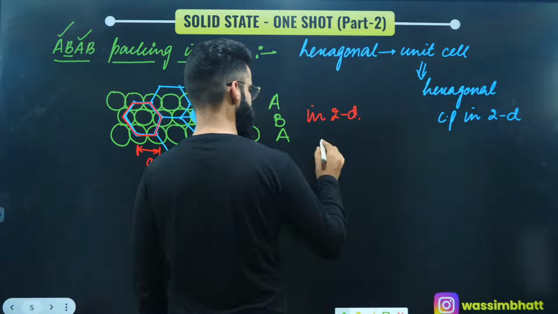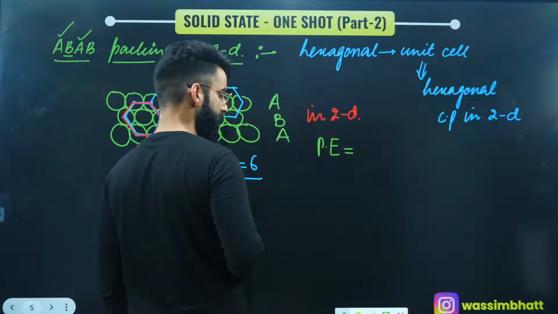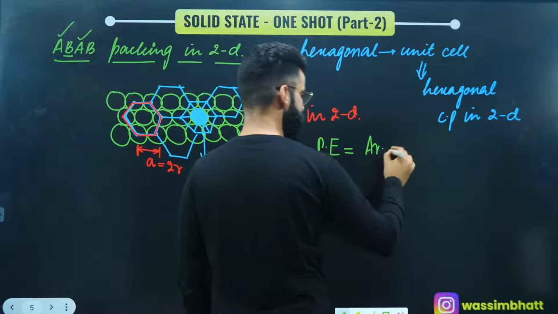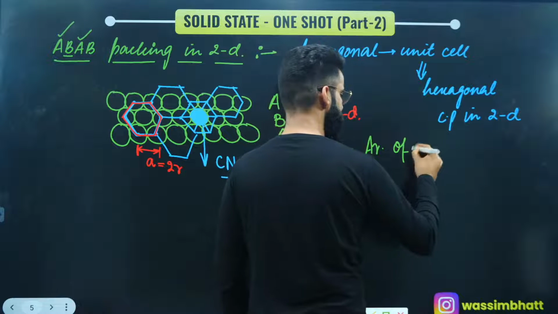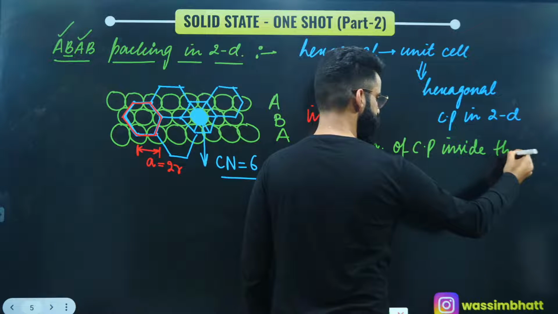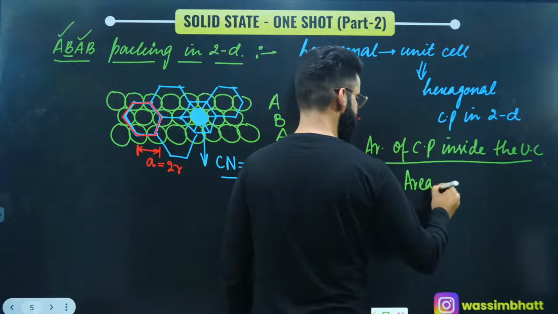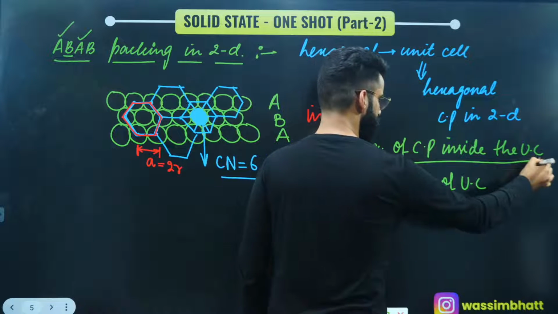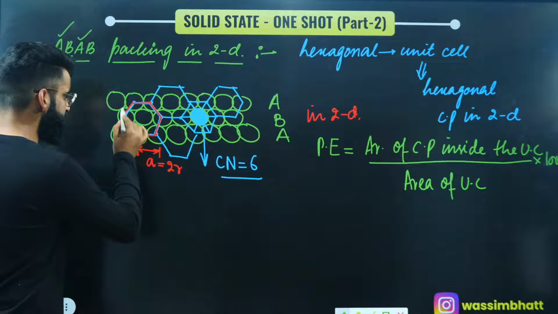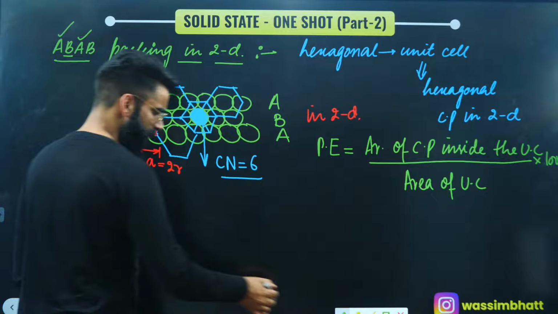Now what I'll be doing is, I'll be calculating the percent packing fraction, or you can call it the packing efficiency, of this hexagonal unit cell over here. Since it's a two-dimensional arrangement, I'm using the formula: area of the constituent particles inside the unit cell divided by area of the unit cell multiplied by 100. This is the formula which I'll be using in order to calculate the packing efficiency of this hexagonal unit cell, right?